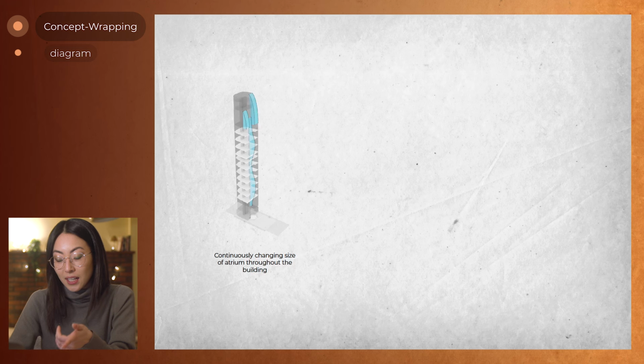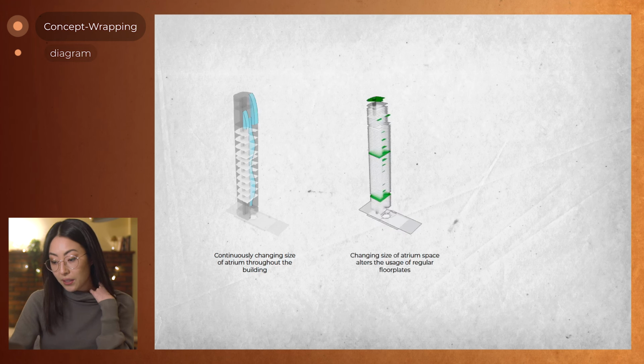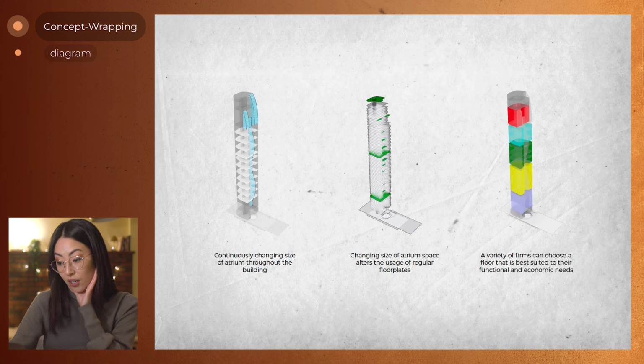And so what I did is, instead of changing the size or the shape of each floor plate, I changed the size of the atrium. So yeah, that's what this diagram is showing. So continuously changing size of the atrium throughout the building. And then the changing size of the atrium alters the usage of the regular floor plates. And therefore, a variety of firms and organizations can choose a floor that is best suited to their functional and economic needs.